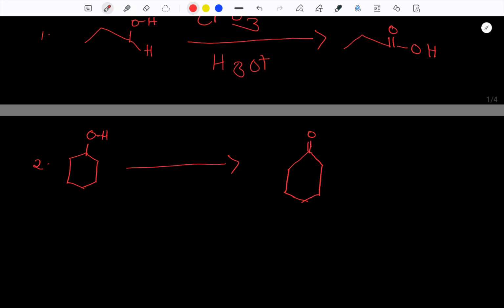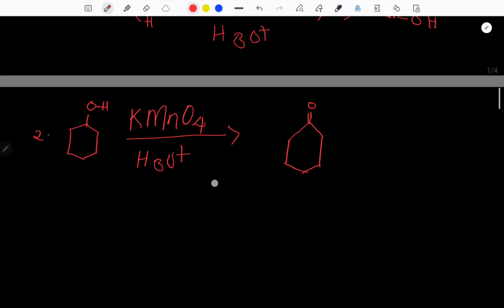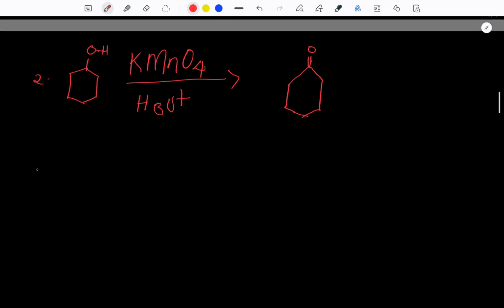For example, here let us use KMnO4, potassium permanganate. This is a strong oxidizing agent. It goes hand in hand with an acid, or you can just say H plus. Okay. Example number 3.